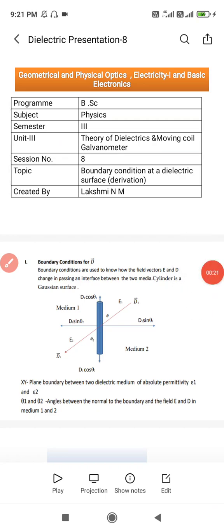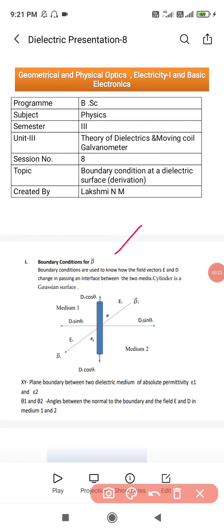So first we saw the boundary condition for the electric displacement vector D. The boundary conditions are used to know how the field vectors E and D change on passing between the interfaces of two mediums. The cylinder is a Gaussian surface.